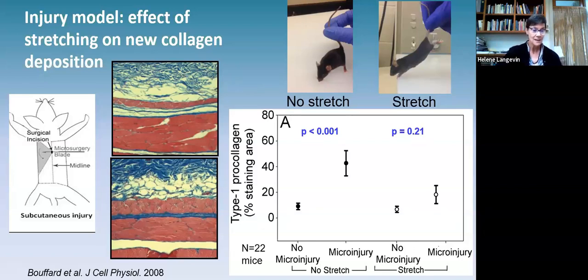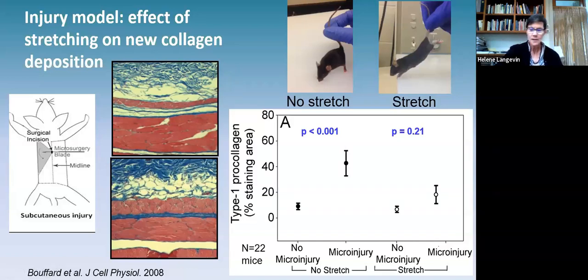And what we found is, when we wanted to see about the amount of newly formed collagen, Ken had some very highly specific antibodies against procollagen 1, which measures the amount of new collagen that's formed. And we found that, just as he had predicted, stretching reduced the amount of procollagen pre versus post injury compared to no stretch. You see here, there was no difference between injury and no injury in the stretched animals, but there was one in the non-stretched animals.